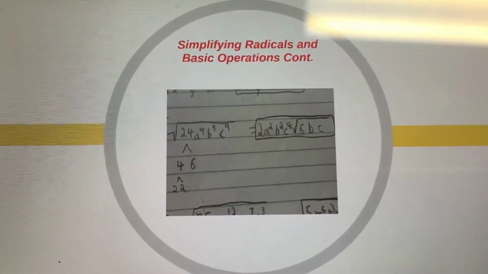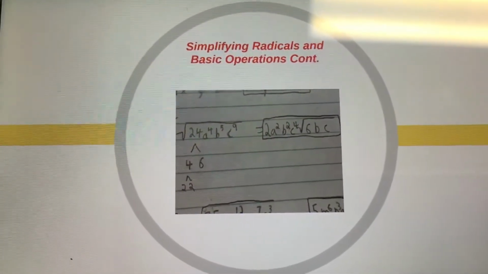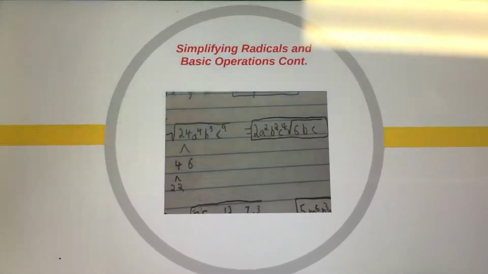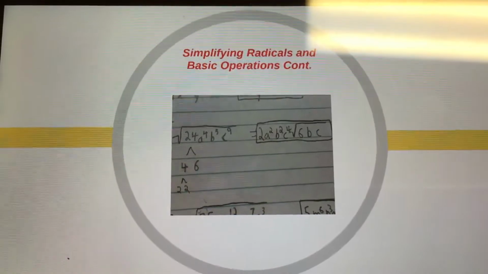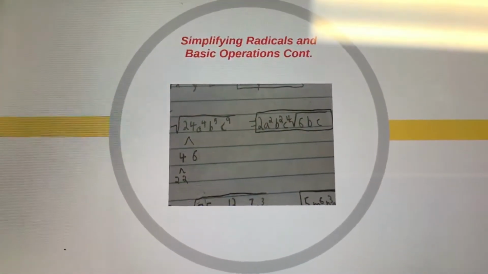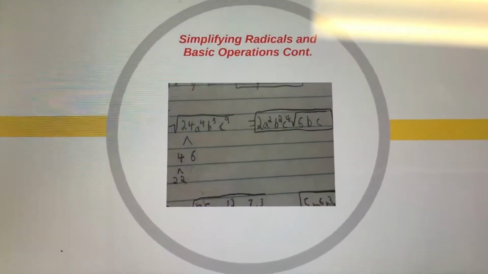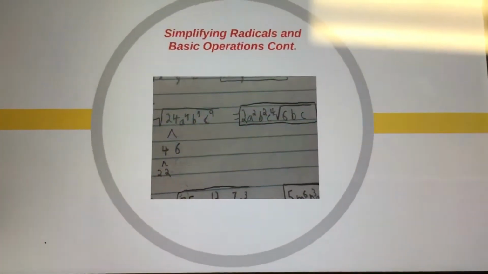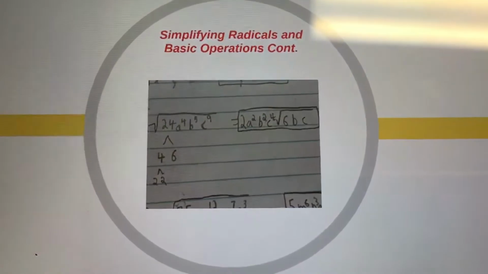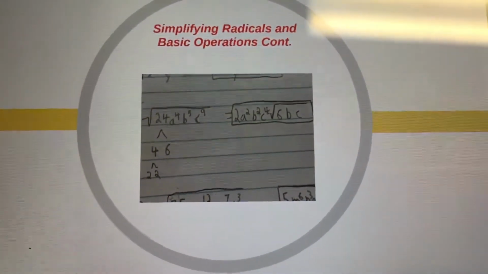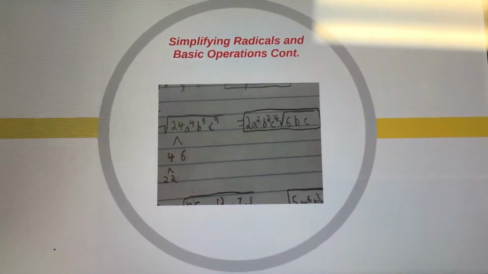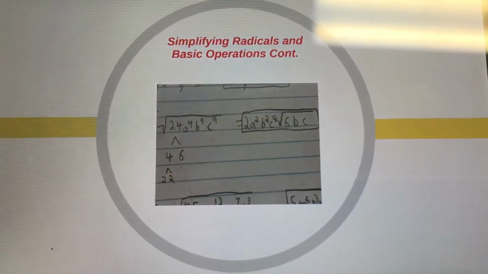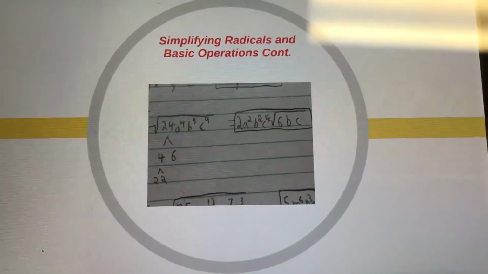For B and C, they work on a similar principle where you multiply the exponent by the number of times, or by the index, until there is one or no examples of the variable remaining. So for B and C, that would result in b squared c to the 4th power. So the answer to this equation is 2a squared b squared c to the 4th power, the square root of 6bc.